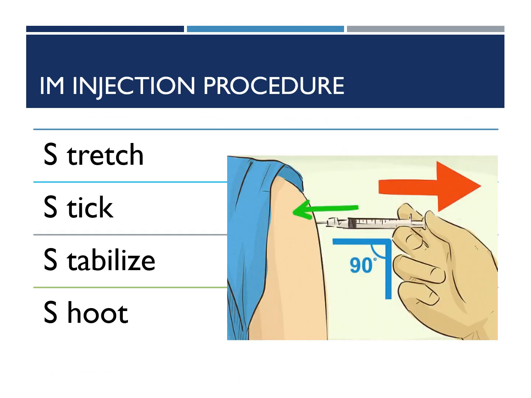When you give IM injections, you want to make sure that you stretch the skin. This is going to help move that fatty tissue layer out of the way and give you the best access to the muscle. Then you want to stick the needle in the patient at a 90-degree angle. And just like with sub-Q, this is a darting motion, not slow motion. Then you want to stabilize the needle with your non-dominant hand and shoot or inject the medication.